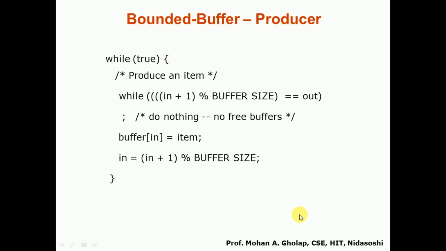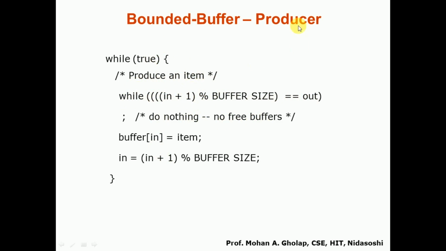Now let us implement the producer process. The code is very simple. We have an infinite loop here, while true, so we have to produce an item. After that you have a while loop: while (in + 1) % BUFFER_SIZE == out, do nothing, because no free buffers are available.